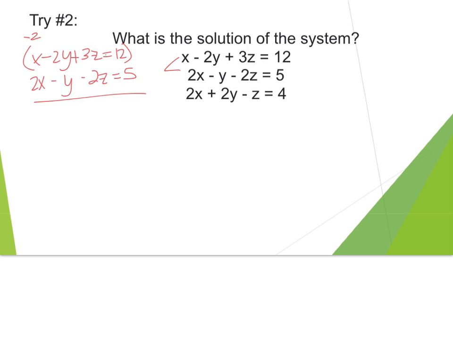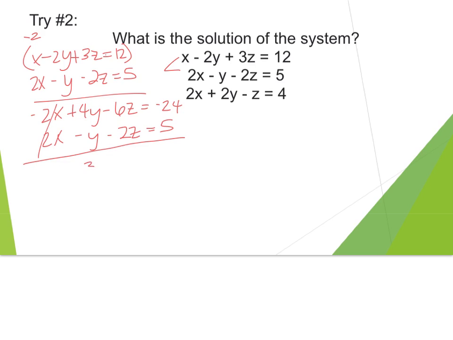So I need to rewrite the top one. So here we go. Negative 2x plus 4y minus 6z equals negative 24. And the bottom one will be 2x minus y minus 2z equals 5. X's are gone. I'm left with 3y minus 8z equal to negative 19. That will be our first equation.